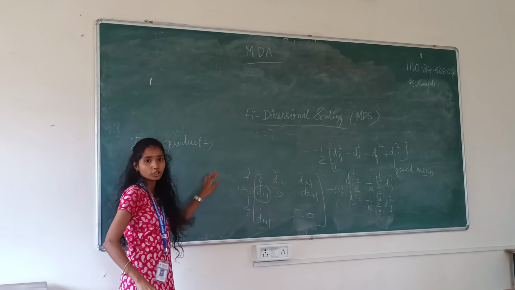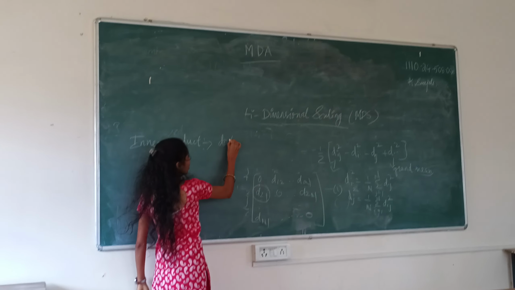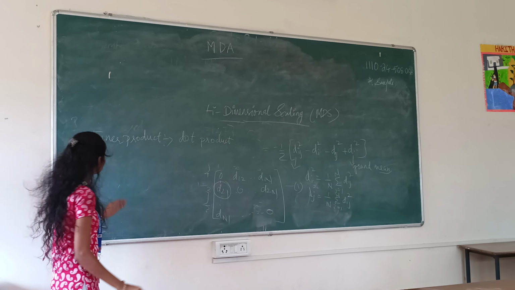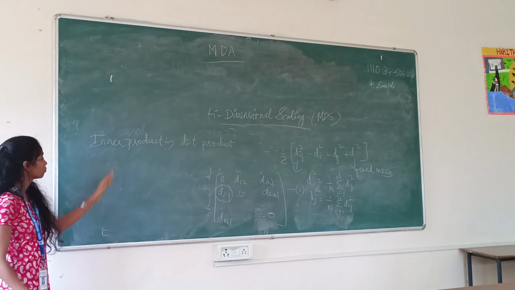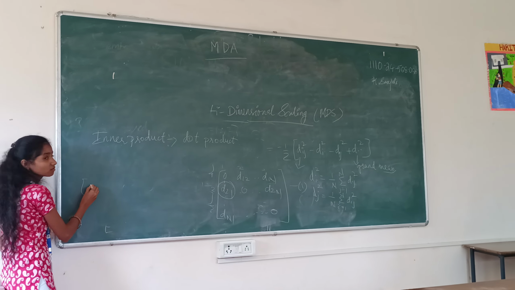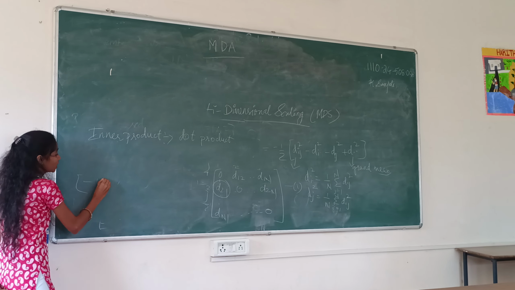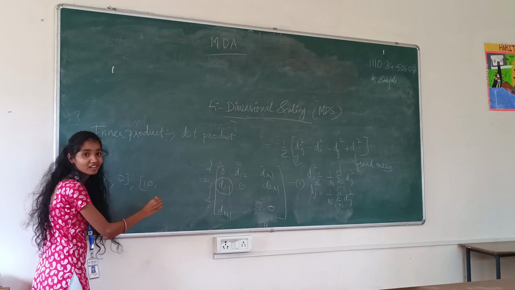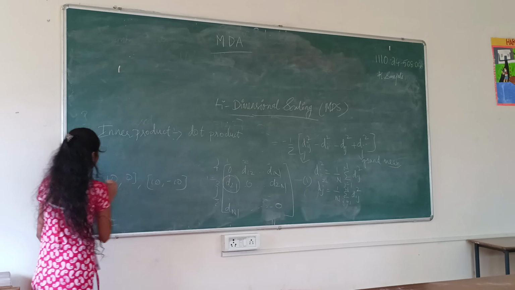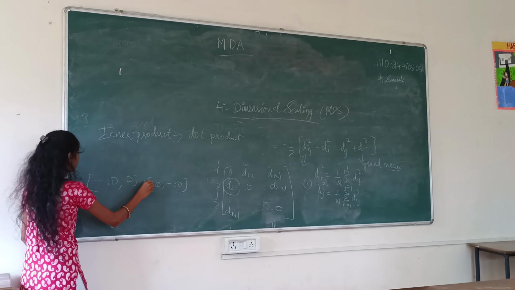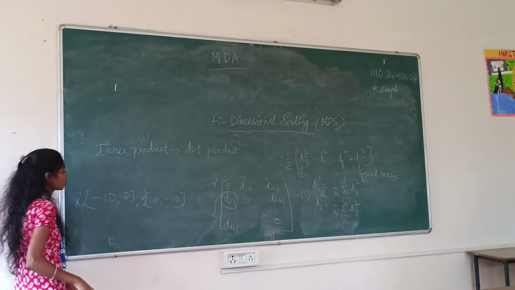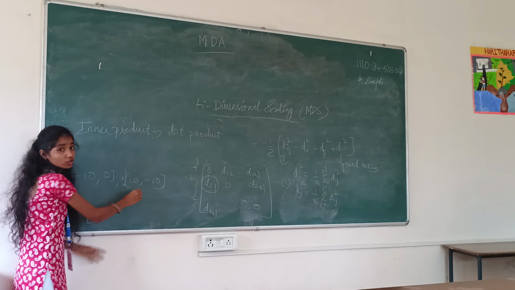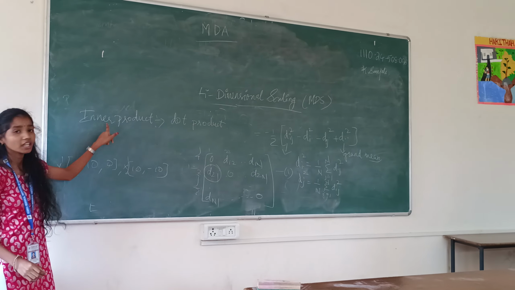Inner product is nothing but the dot product, which we will compute using algebra. We can calculate this with the centered data that we got: minus 10 comma 0, and 10 comma minus 10. These are the centered data we have. We need to multiply these both, and then after multiplying, we sum. In this way, we will get the inner product.